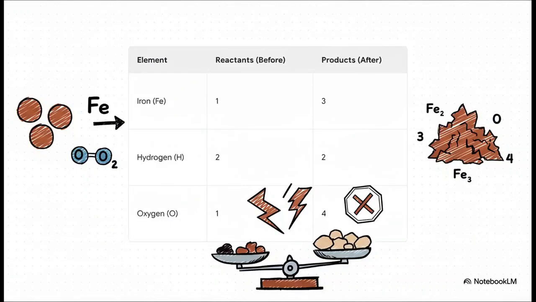So let's look at our recipe for rust again, but this time the unbalanced version. The numbers are just totally wrong. You can see in the table, we start with one iron atom on the left, and then, poof, we magically have 3 on the right. And we start with 1 oxygen atom, but end up with 4. Where did they come from? This recipe is literally breaking the laws of physics.